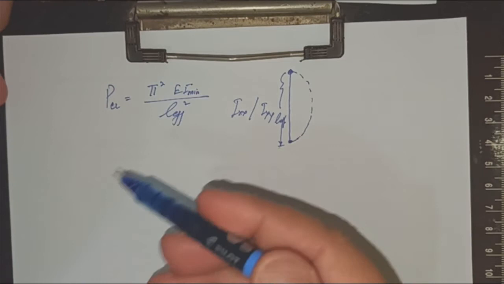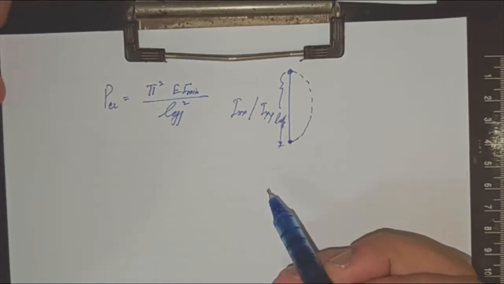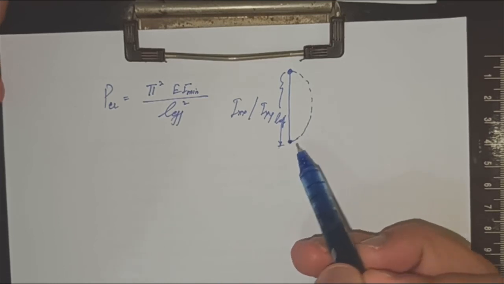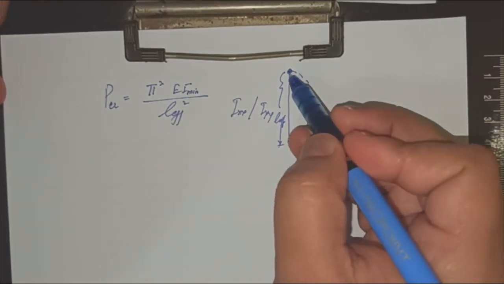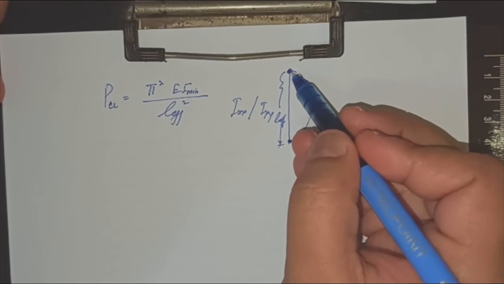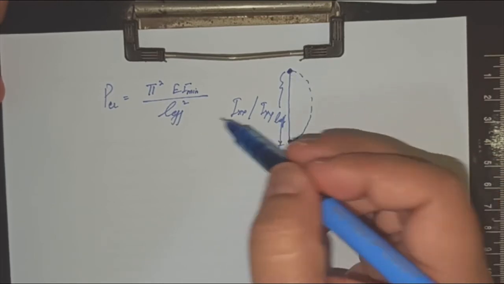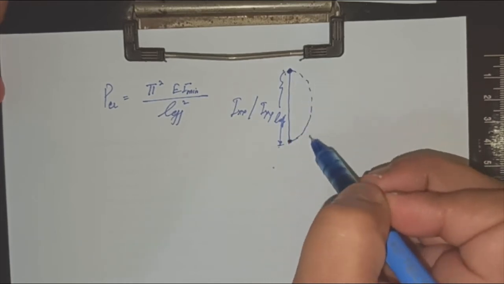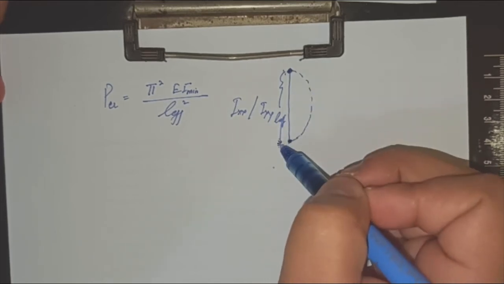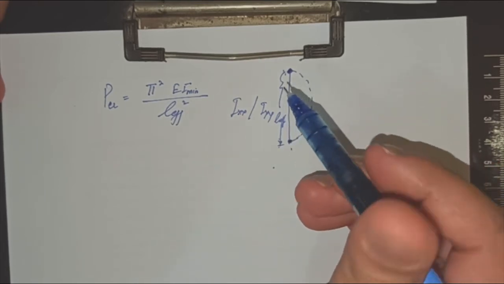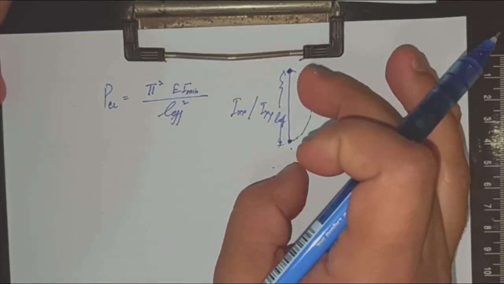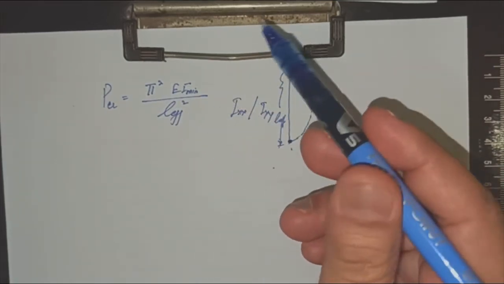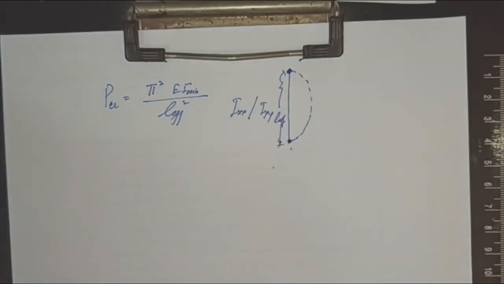This actually changes as the boundary condition of the column changes. We have derived this equation for a pinned support. For a pinned support, this effective length is actually the overall length of the column that has buckled. But for different types of boundary conditions, this length will increase or decrease, as we are going to see in different cases.